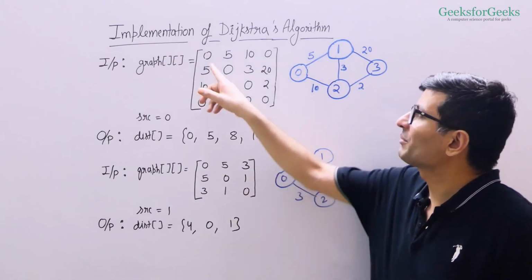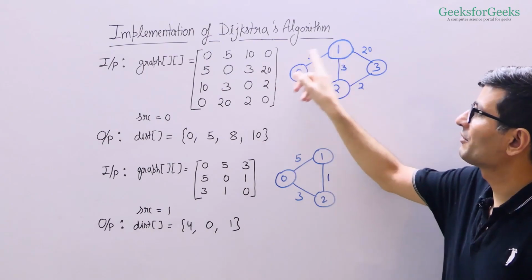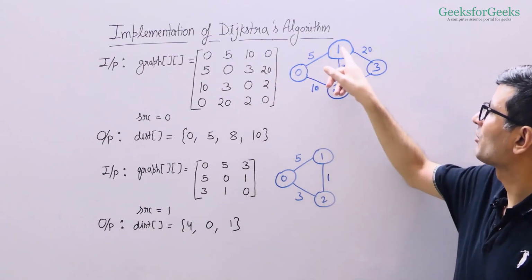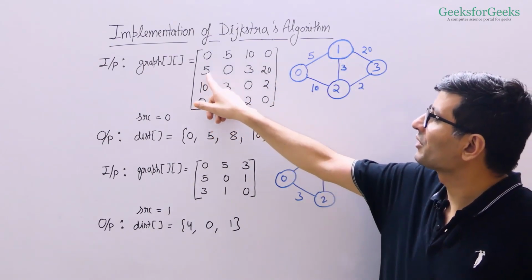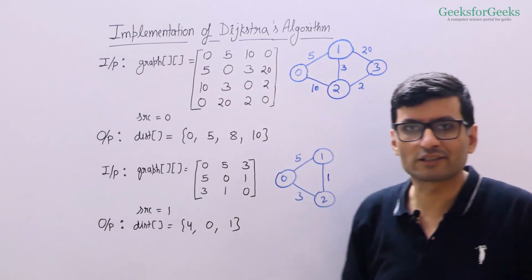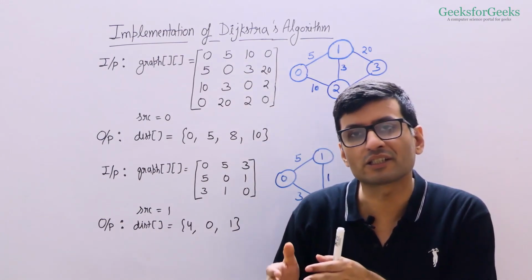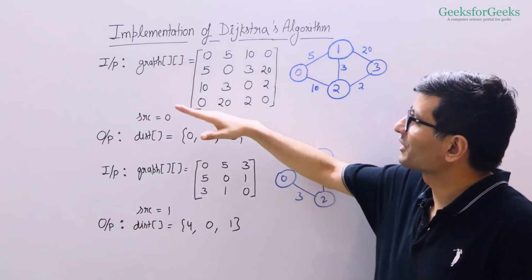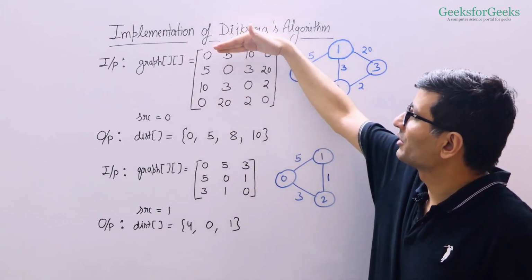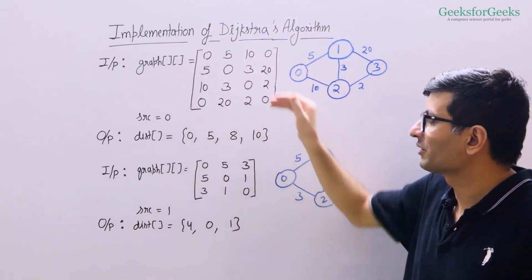So let's see this example. From 0 to 1 we have 5, from 0 to 2 we have 10, from 1 to 2 we have 3, right? So from 1 to 2 we have 3. So all the edges are represented in a matrix and it's an undirected graph. So you can notice that this matrix is symmetric.